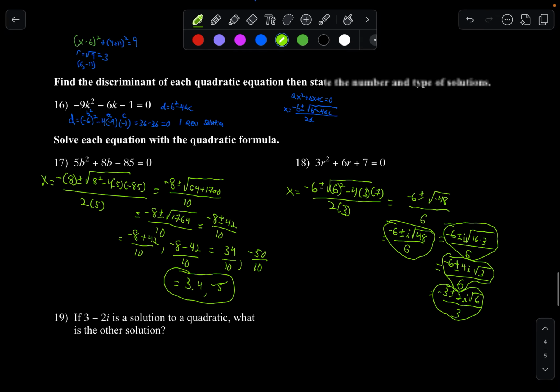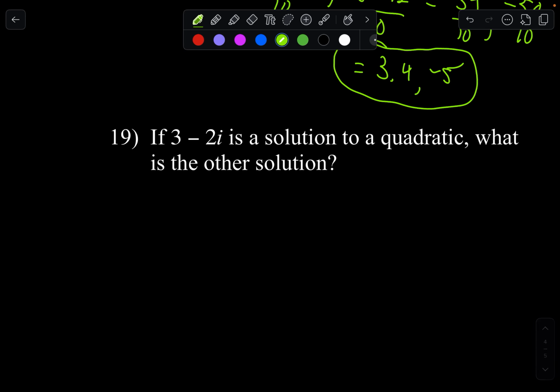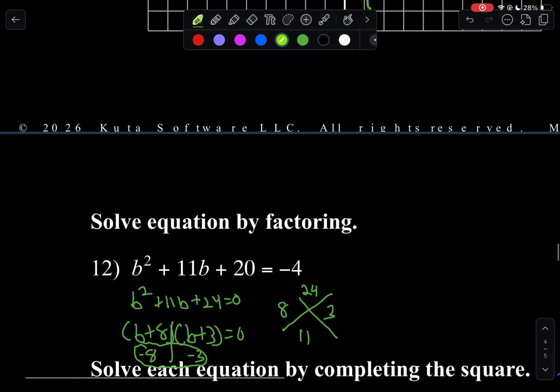All right, and our last question. If 3 minus 2i is a solution to a quadratic, what is the other solution? It has to be the conjugate, because they always show up in pairs from the quadratic formula. So if 3 minus 2i is a solution, 3 plus 2i, which is the conjugate, is also a solution. All right, and there you go. I hope that made sense.